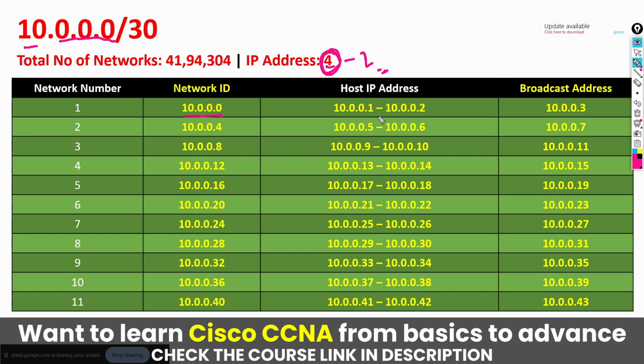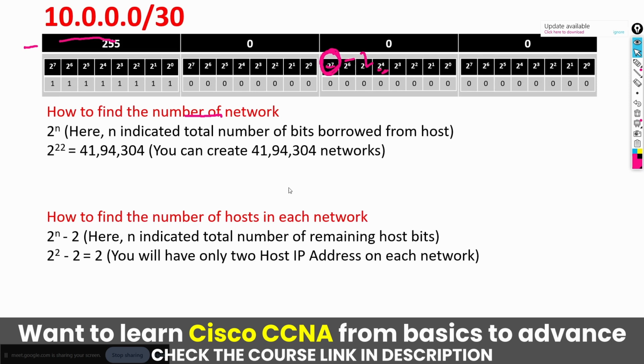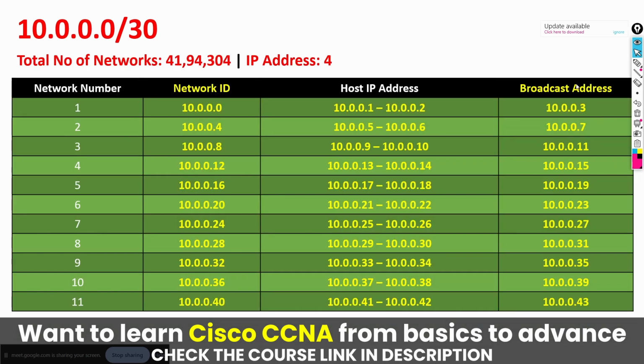Or, as I have explained in the last scenario, you have to find the value of the last octet that has been borrowed from the host. Remember, in the fourth block. So here if you look, this is the last octet, right? So 2 to the power 2 is equal to what? 4. Now this 4 belongs to which block? The last block. So in the last block you have to change the number. As you have seen here, we have changed the value of the last octet: 0, 4, 8, 12, 16, 20, 24, 28. It will keep going.